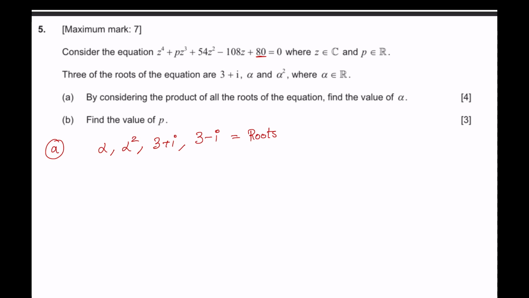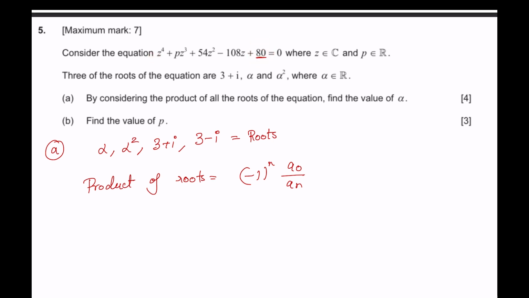So yeah, product of roots is given by this equation, minus 1 whole to the power of n, a naught by an. A naught is the last term, an is the coefficient of the first term. Well, n is the order of the equation. So it will be minus 1 to the power of 4, a naught is 80, an is 1. The product of the roots will be equal to 80.